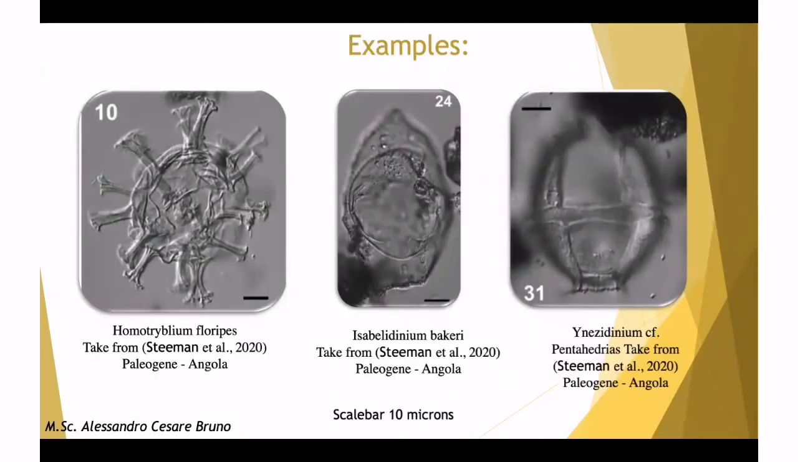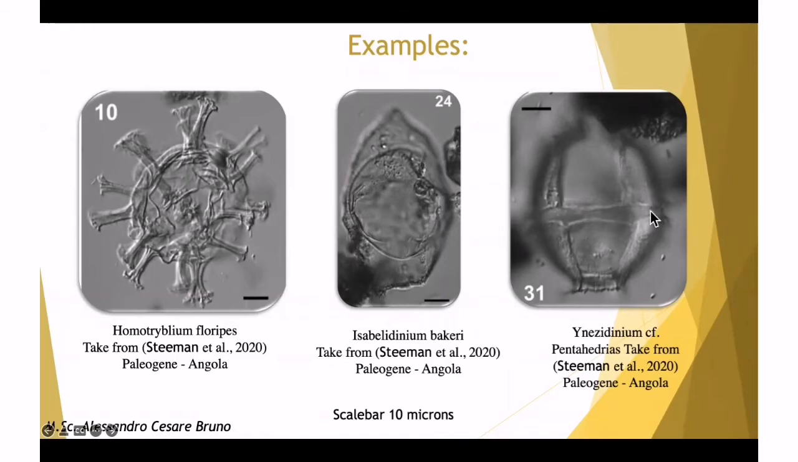Here we can see some examples of dinoflagellates that were found in your continent. This dinoflagellate was from Angola, and for example, in this specimen, the third one, is a specimen that they classified as the genus Aesidinium. The genus Aesidinium is characterized by a presingular archaeopyle, and here you can see that there is an aperture of the cyst.